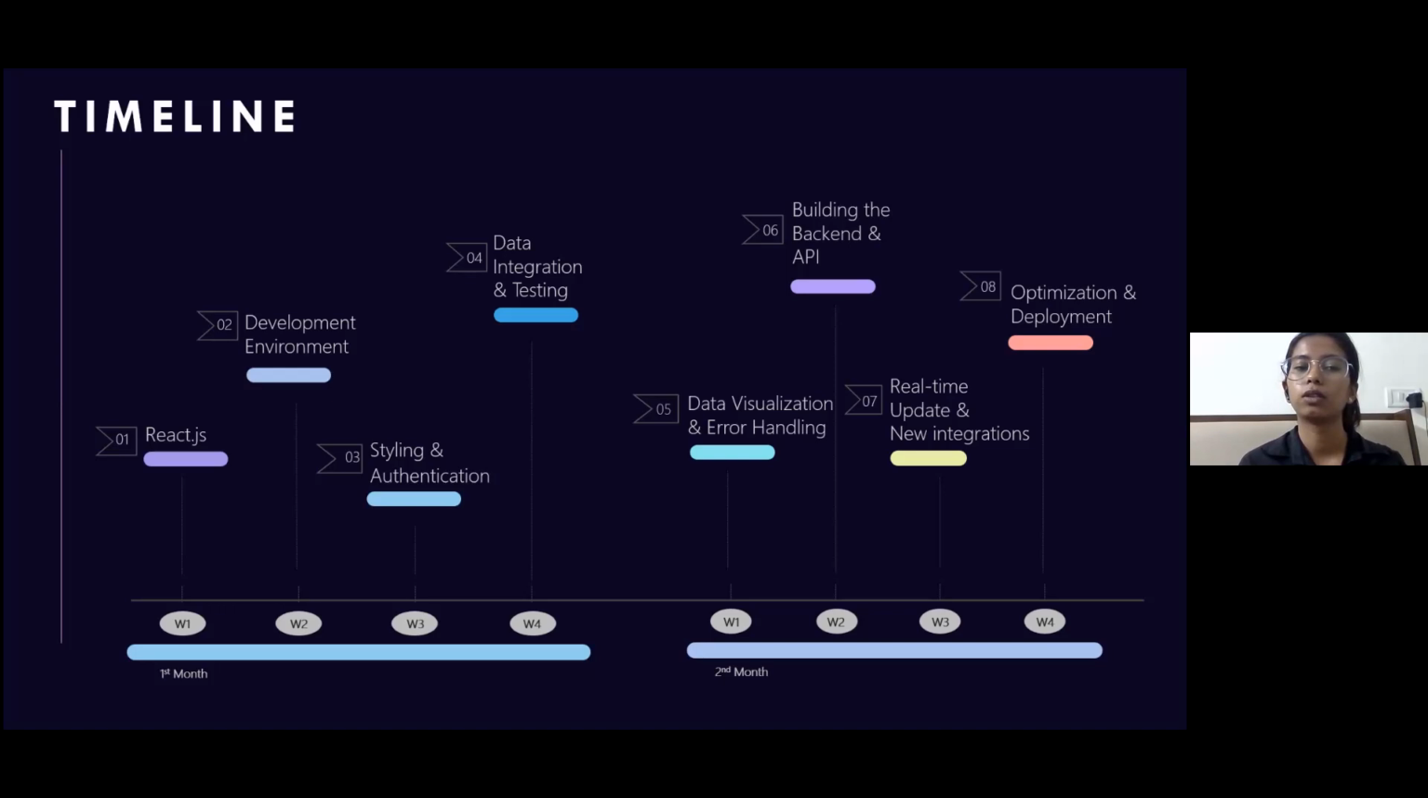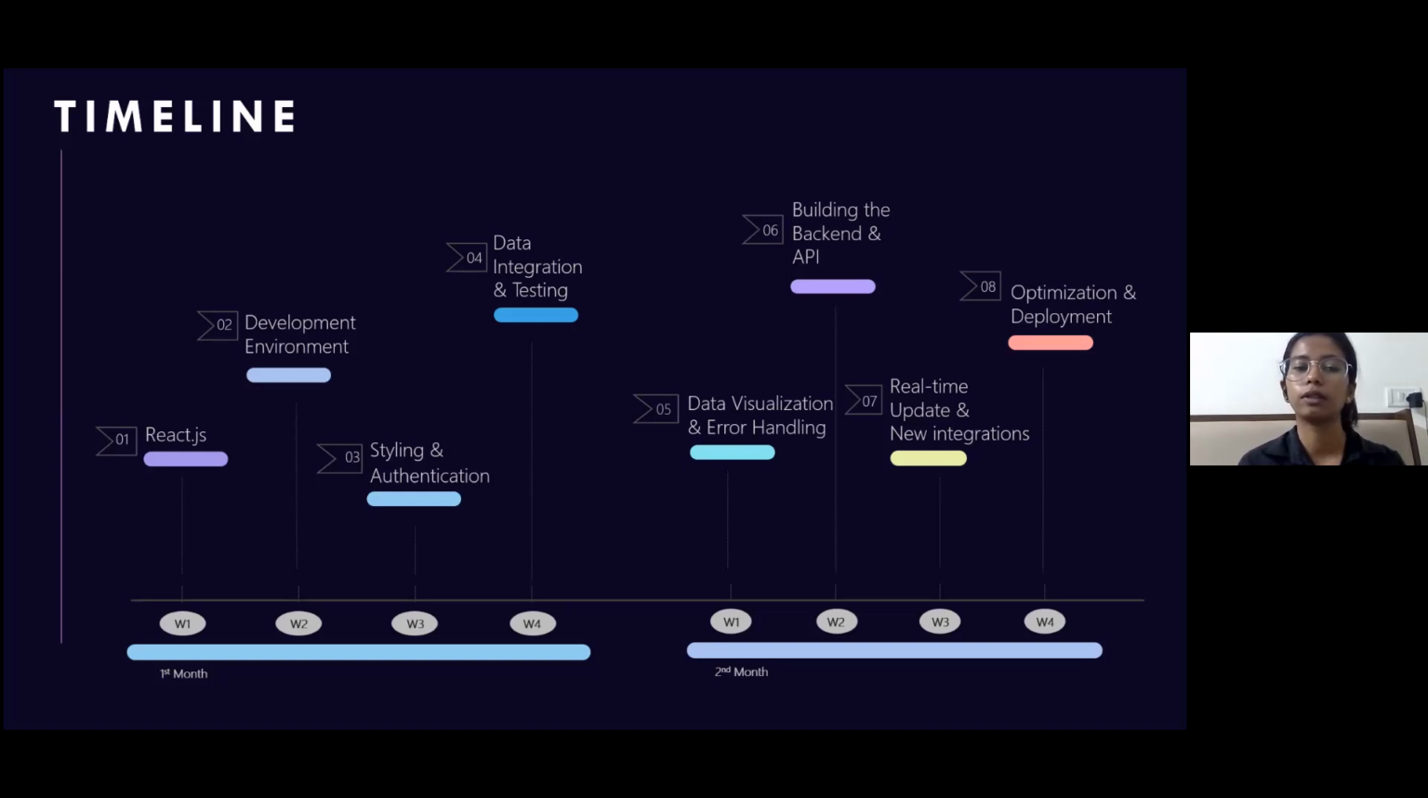Then coming to the second week, we will do the development environment. That will be the time we set up our workspace. We'll install Node.js and create our React.js application. Then in week 3, we will do the styling and authentication. Now we make our application look good with CSS and SASS. And simultaneously, we'll set up the user authentication using JSON web tokens and Passport.js.